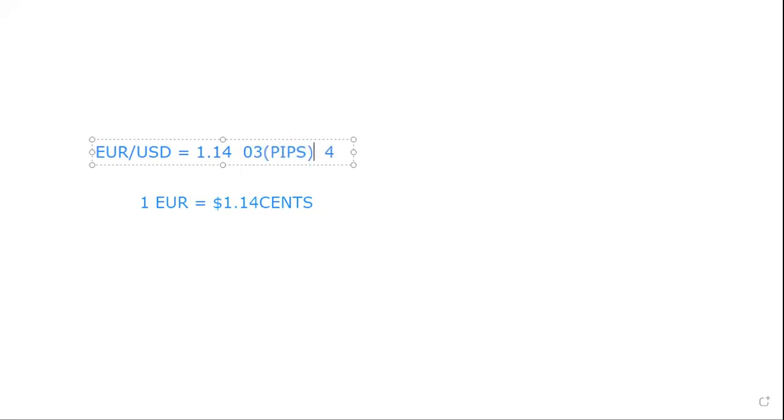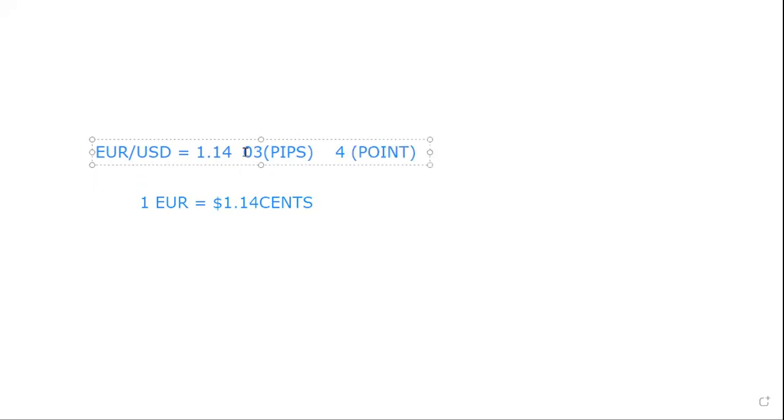So they are called the pips. When you see these digits, the first two digits are called the pips, while the last digit is the point of the pips. That is the tenth of a pip, which is called a point. So this is called a what? A point.